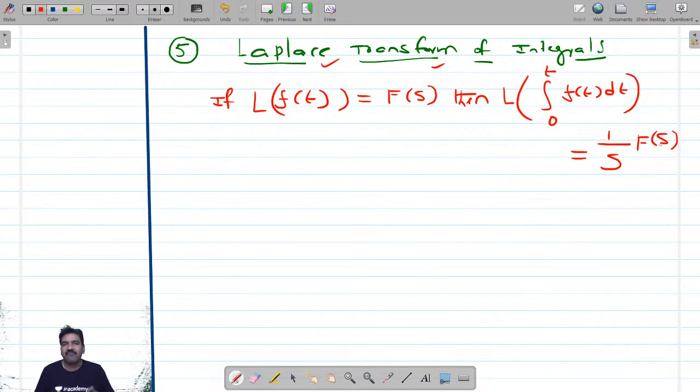You can see every time the answer is depending on capital F of s. In case of shifting property, my final result is capital F of s minus a. Only thing is s has to be replaced by s minus a. In case of multiplication by t power n property, capital F of s has to be differentiated with respect to s n times. In case of division by t, that has to be integrated. In case of integral, 1 by s into F of s. So this is also an important result. I don't think any example is required in this case.